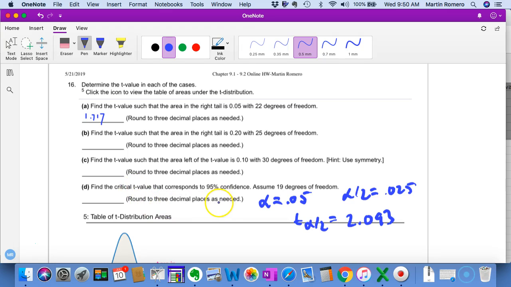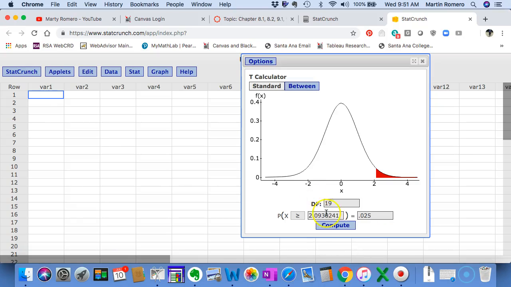Again, we're going to use the T calculator in StatCrunch to do these problems. And for this one, which is left tail, you could use the less than symbol to get the left tail value. For this one, area in the left, you use the less than symbol there to get the area to the left.